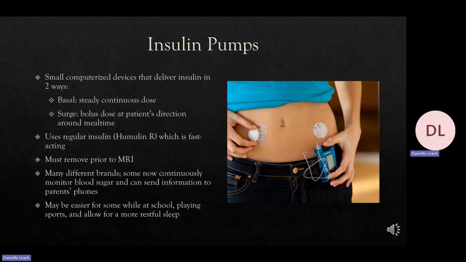They do need to remove these prior to MRI, so something to take into account if the patient is going to be in the MRI for an extended period of time. There are many different brands of insulin pumps. Some of them now continuously monitor blood sugar and can send information to parents' phones as an alert. And this may be easier for some kids while they're at school, while they're playing sports, and can allow for more restful sleep.